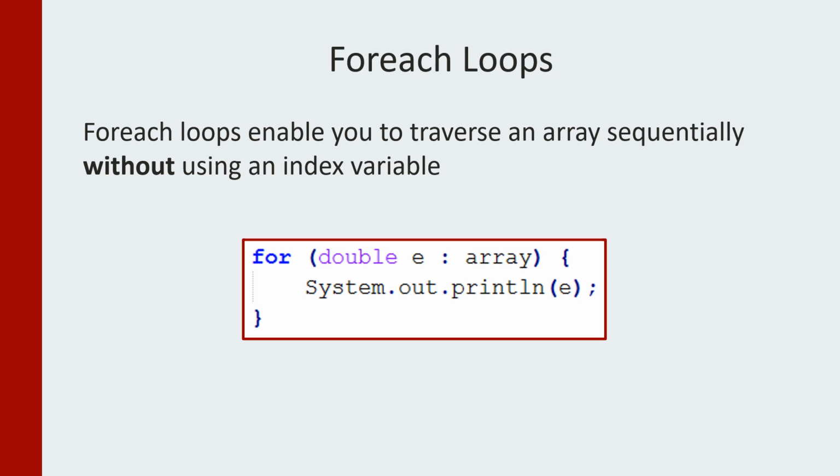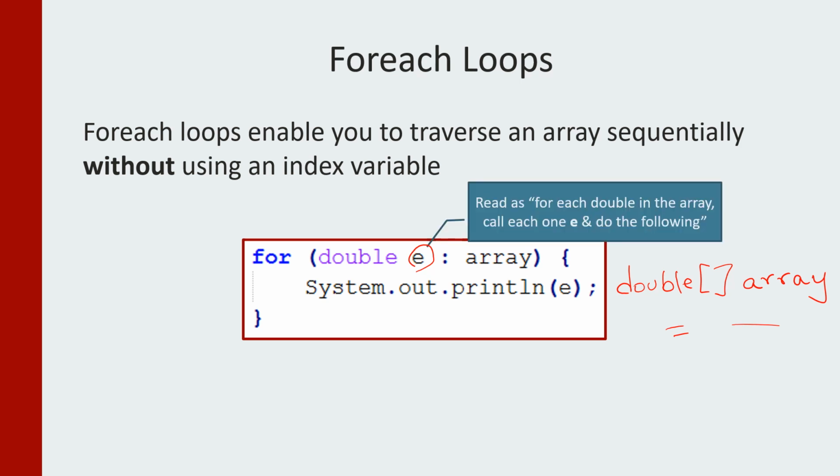For double E colon array. So what does this mean? Well, I have an array, which is apparently called array, which is of doubles. Right? Double, and then this is array, and it's just going to be set to something. I don't know what that is. But now, basically what this loop is saying is that for each element E that's in the array, I'm going to print out that element E. So you can read this as, for each double in the array, call each one and do the following.